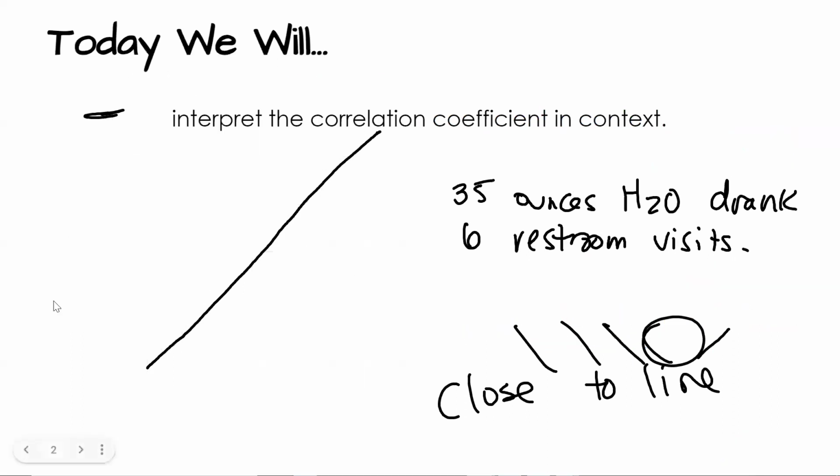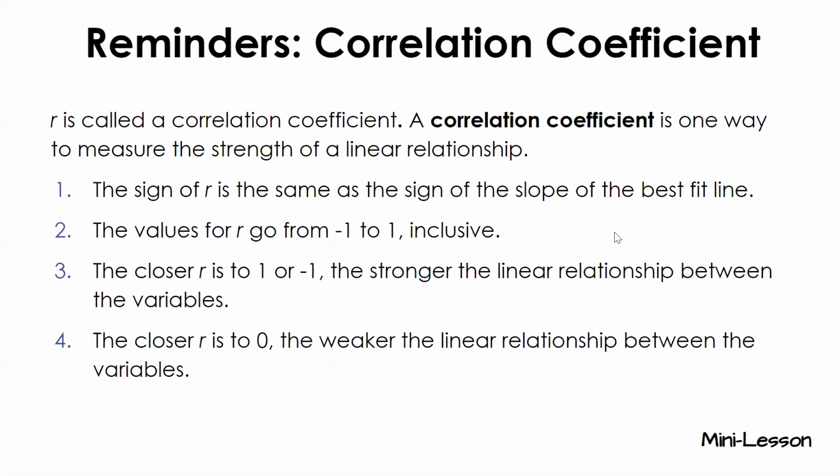Alright. So we're going to talk about interpreting what the correlation coefficient is in context. Here are some reminders. R is called a correlation coefficient. The correlation coefficient is one way to measure the strength of a linear relationship. The sign of R is the same as the sign of the slope of the best fit line. So your correlation coefficient is your slope. Everybody understand that? Okay. The values for R go from -1 to 1, inclusive. So that means any number between -1 and 1.